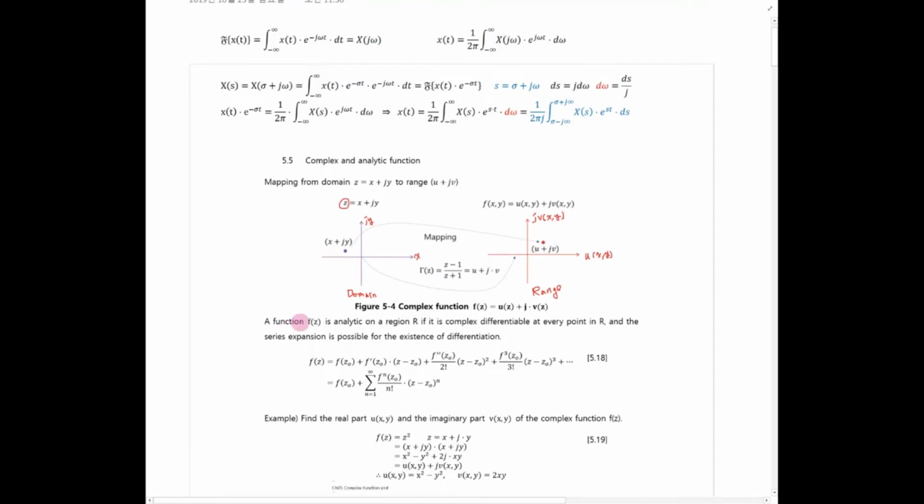Here, the key function we would like to handle is the analytic function. What is analytic? If function f is analytic on a region R, it's differentiable. Differentiation exists at every point of the region. Then what is differentiable?